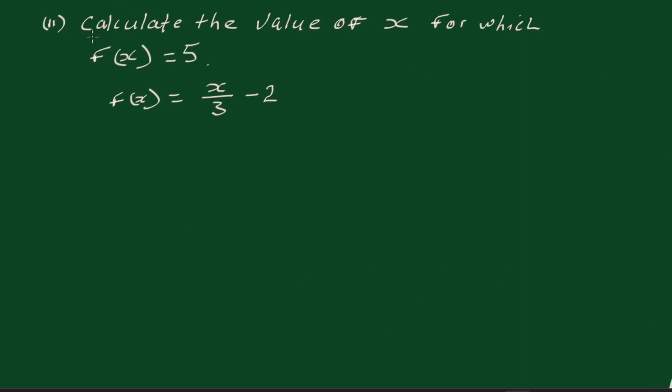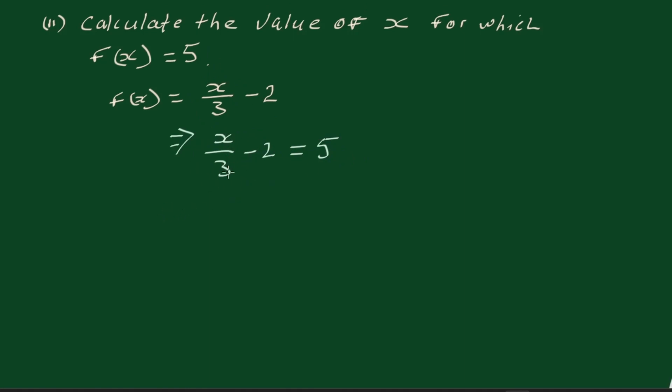So looking at the second question, calculate the value of x for which the function f of x equals 5. So again, the function f of x equals 5. What they're asking us to do is to find what was the input into the function that resulted in 5 as the output. So what we are really being asked in this question is to work out the input to the function where the output value is 5.